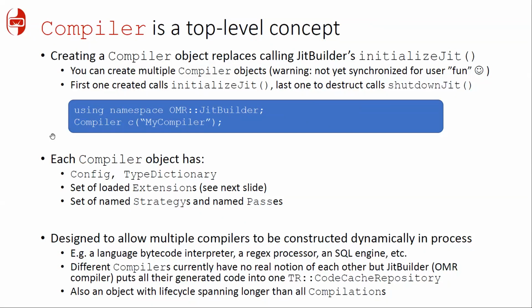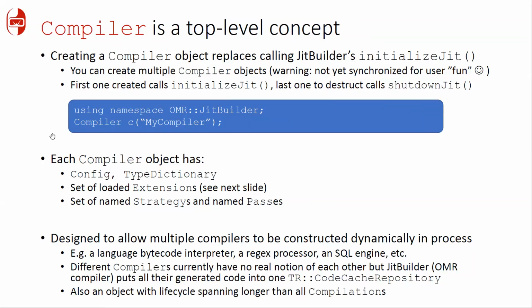The basic idea is it's designed to allow multiple compilers to be constructed dynamically in the process. Different kinds of compilers: you can imagine a language bytecode compiler, a regex processor, a SQL engine. They could all be leveraging the same JitBuilder 2 library, but defining different compiler objects, which could then have different extensions loaded into them. At the JitBuilder 2 level, different compilers don't really have much of a notion of each other. One compiler object isn't aware of any other compiler objects that are there.